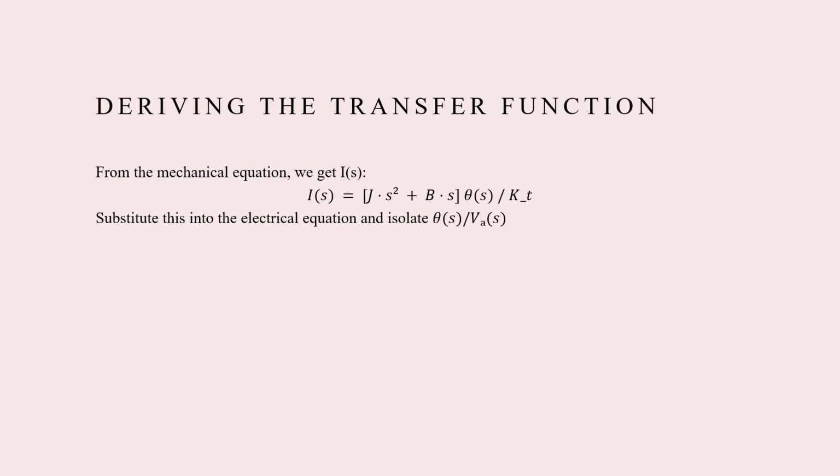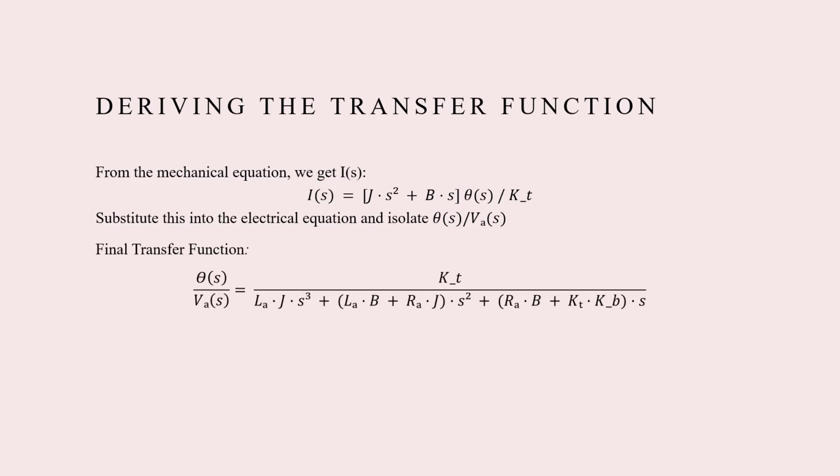Then after deriving, to get the transfer function, we need to get the current equation separately from the mechanical equation. Only then can we get the things. And we also need to separate θ(s) by Va(s). Then automatically we get the final transfer function equation.